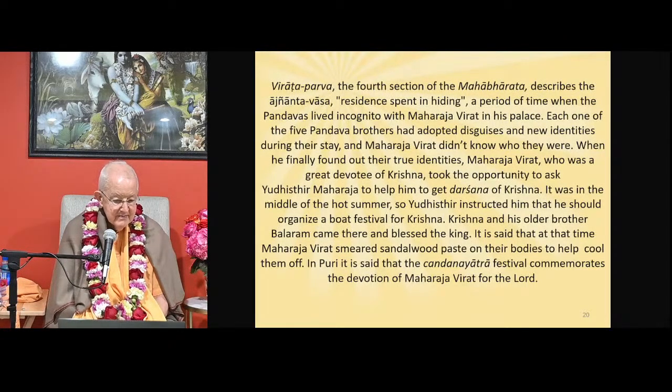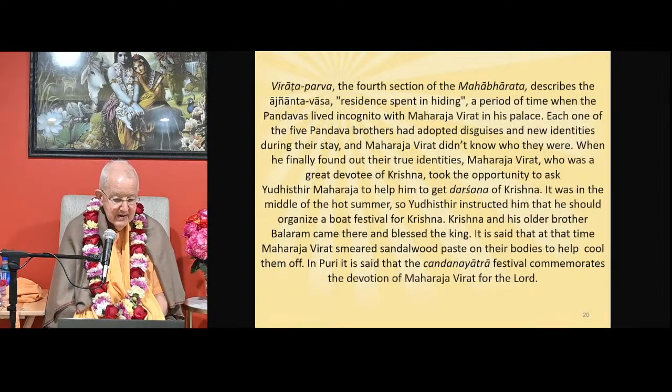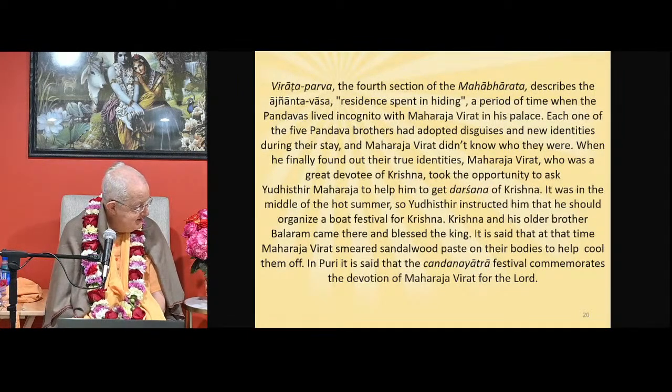A period of time when the Pandavas lived incognito with Maharaj Virat in his palace. Each one of the five Pandava brothers had adopted disguises and new identities during their stay. Like, what was Arjuna? Everyone knows what Arjuna was. He was a eunuch and dance teacher, etc. Anyway, when he finally found out their true identities, how did he find out? Who knows? Mahabharata.